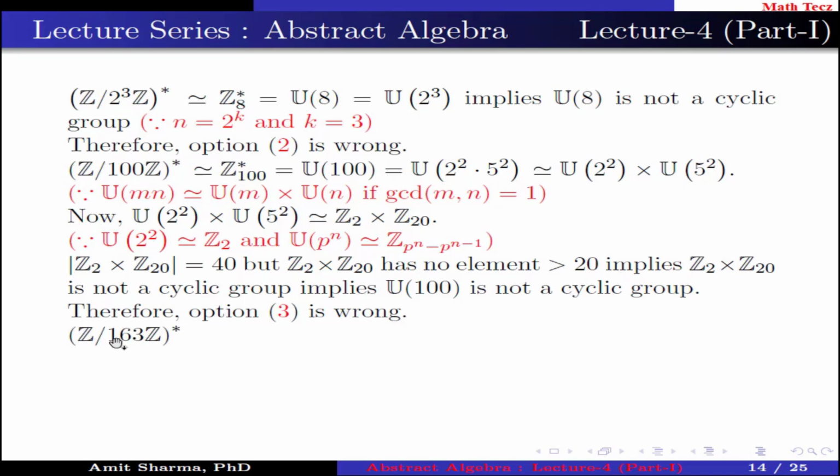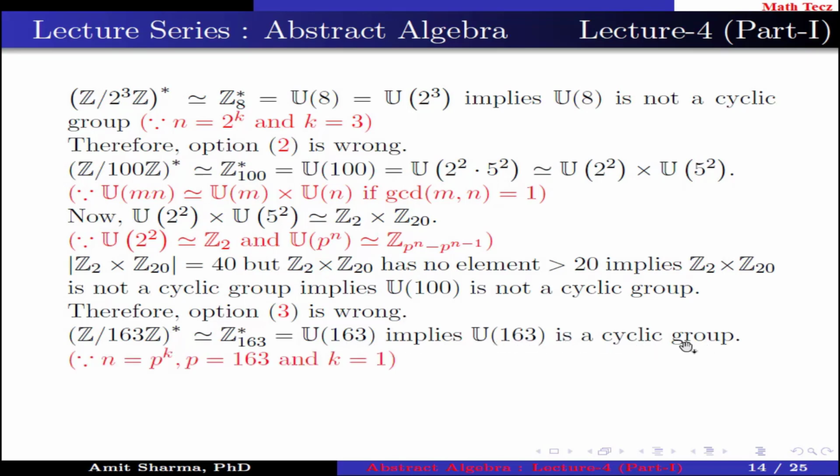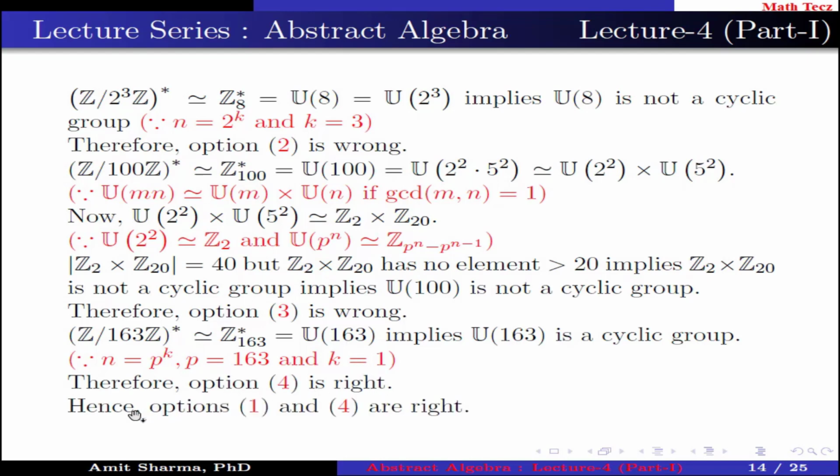Next is Z by 163Z star, which is isomorphic to Z163 star, which is equal to U of 163, implies U of 163 is a cyclic group, because n is p to the power k, where p is 163 and k is 1. Therefore, option 4 is right. Hence, options 1 and 4 are right.